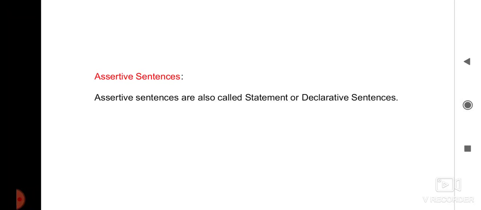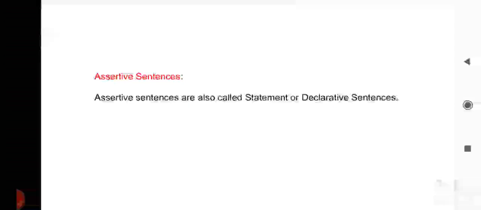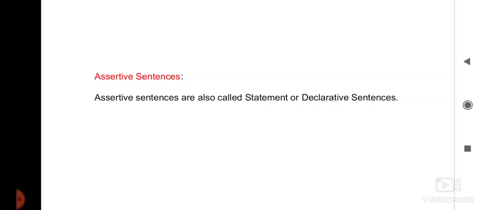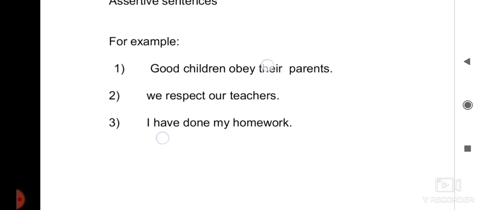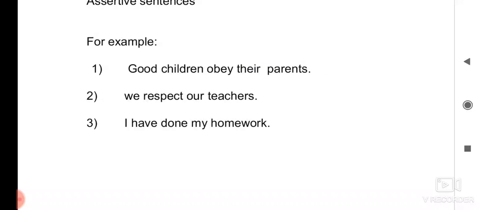A full stop is used at the end of a statement. Let me give you a few examples. The first example that I want to give you is, good children obey their parents. Here, this sentence is asserting a fact. It is making a statement. So, this sentence is called an assertive sentence.